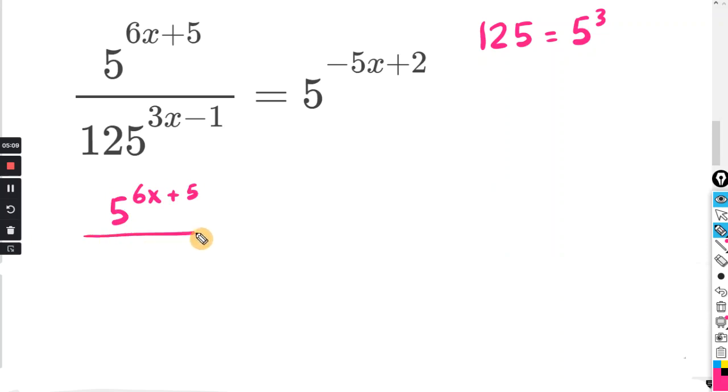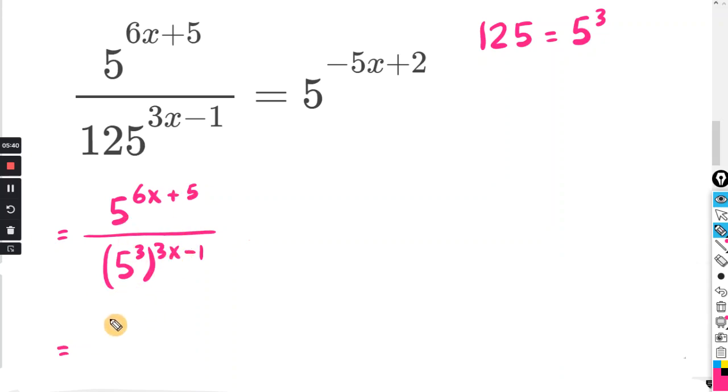And the denominator, 125, is replaced with 5 to the third. And that 5 to the third is raised to the power of 3x minus 1. And that equals 5. Actually, before I set them equal, let me simplify this first. All right, let's finish what we're doing here. Again, you can do this in one step. I'll do it in two, just since I'm showing you.